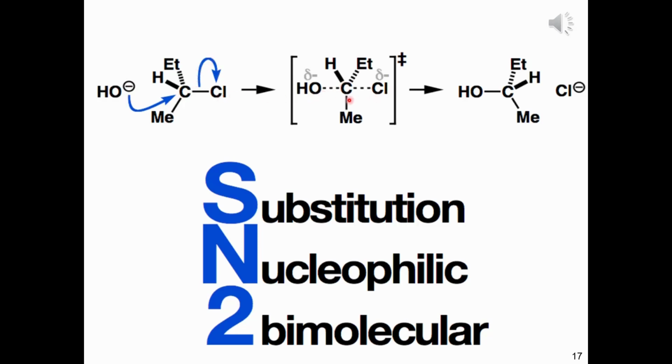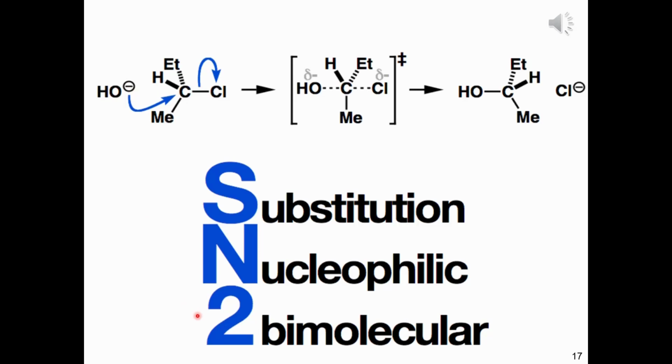SN2 is a kind of nucleophilic substitution reaction mechanism, and since two reacting species are involved in the slow or rate determining step, this leads to its name, the S standing for substitution, the N standing for nucleophilic, and bimolecular because of two species in the rate determining step. This is where the 2 comes from.